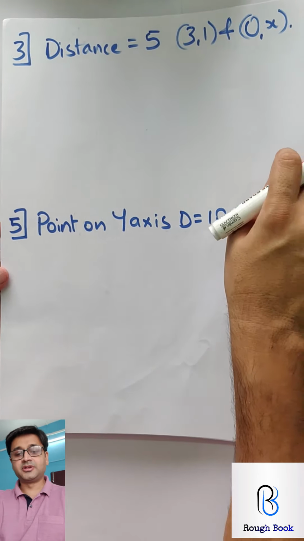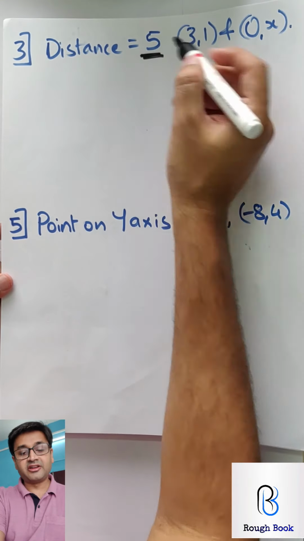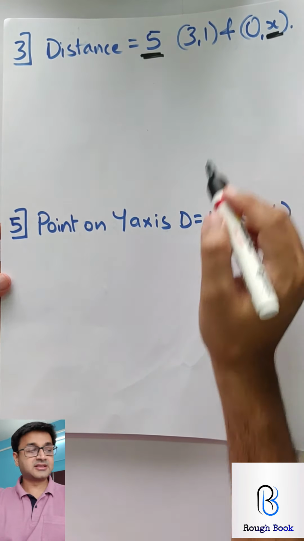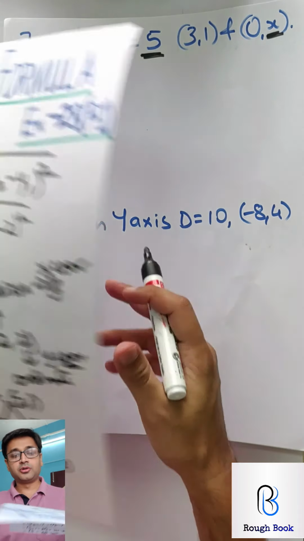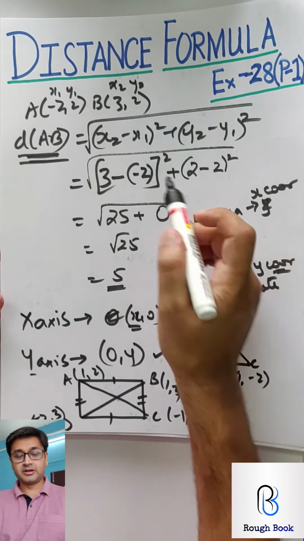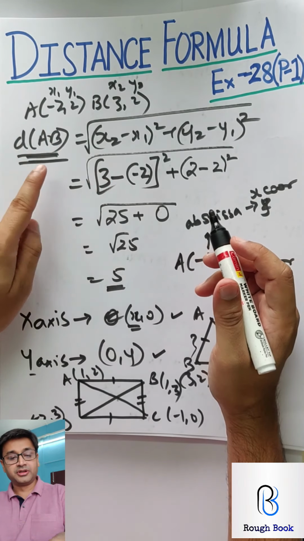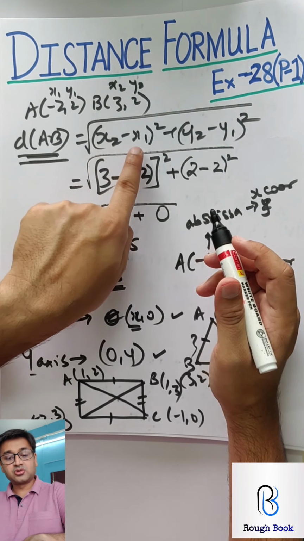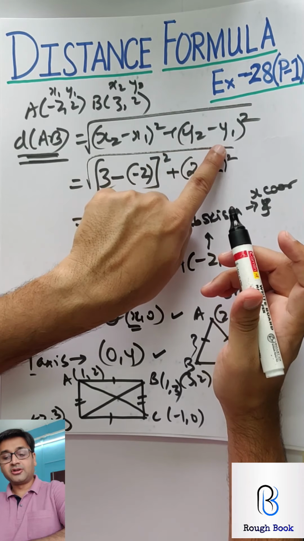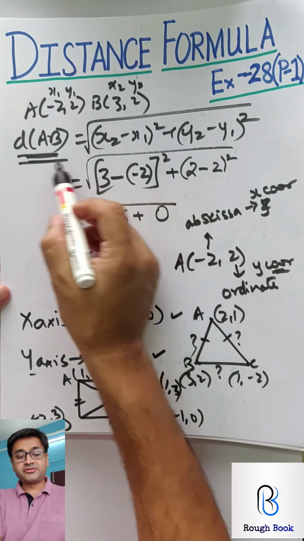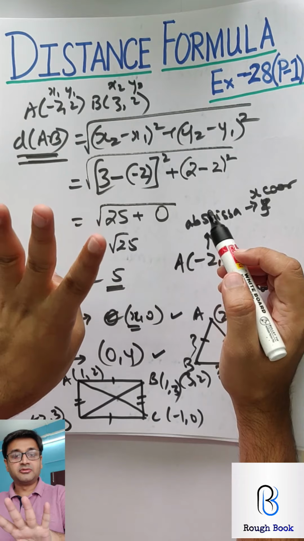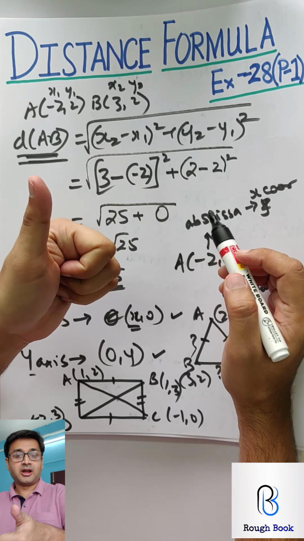Let's go ahead. Sum number 3. The distance is 5 between these 2 points. Find x. So once again I would want you to look at this particular formula. How many components are there? 5. What are these 5 components? One is the distance, then x2, x1, so 3, and y2, y1, so 5. Out of these 5 components, you will be provided with 4, and the 5th one you will have to find.